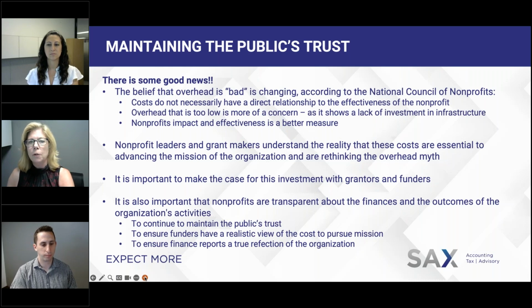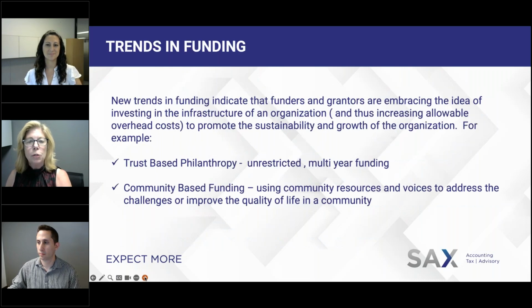If you have a year where there's a lot of overhead, you can very simply say, we are investing in our organization. And I think that funders are starting to hear that. I think it is dangerous to not be transparent and truthful about your reporting. It can really set you up for a bad path. All right. So some good trends in funding.